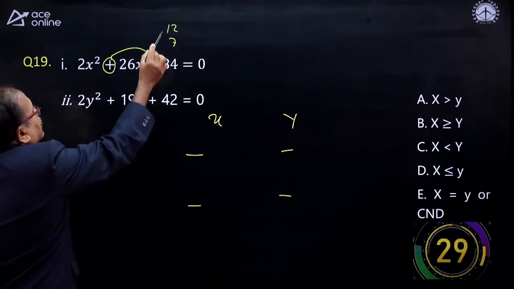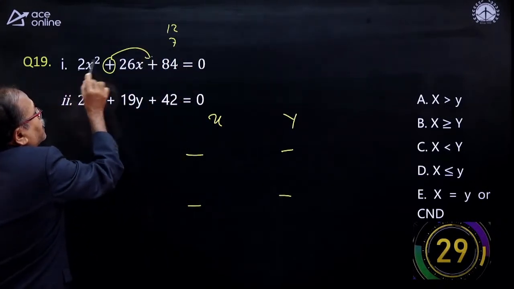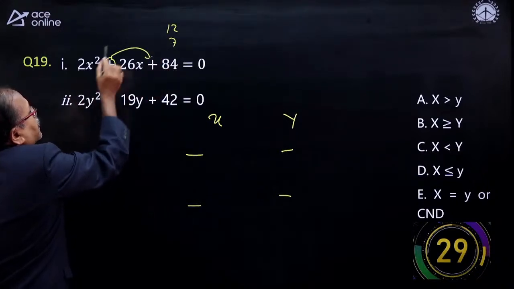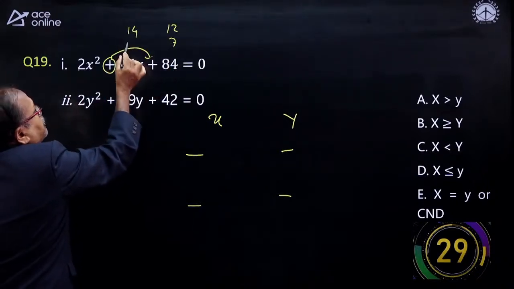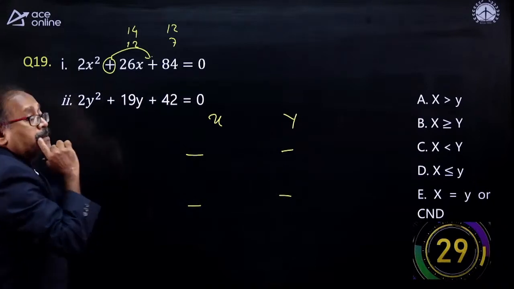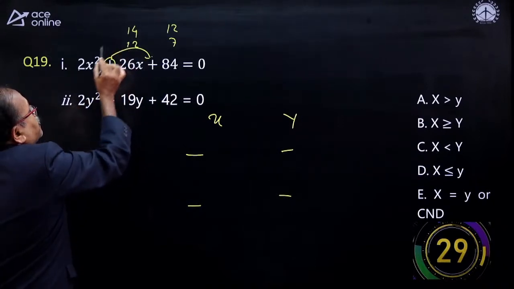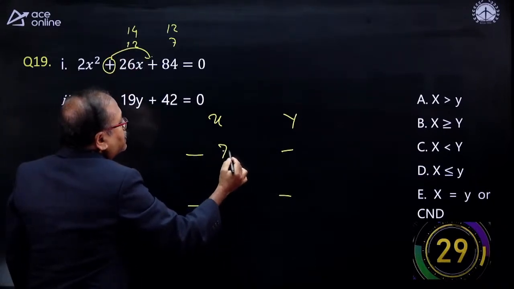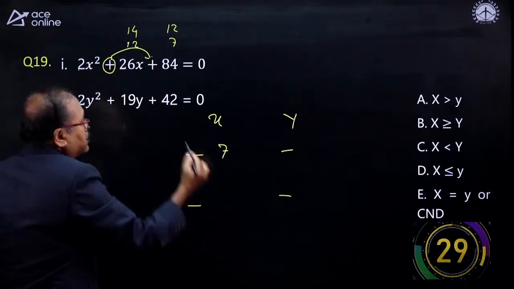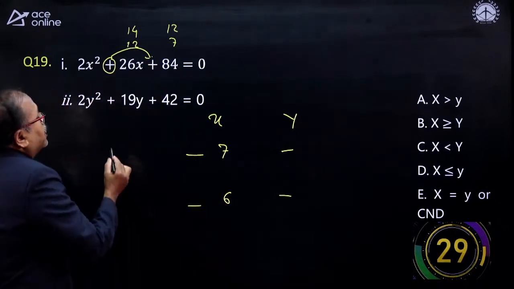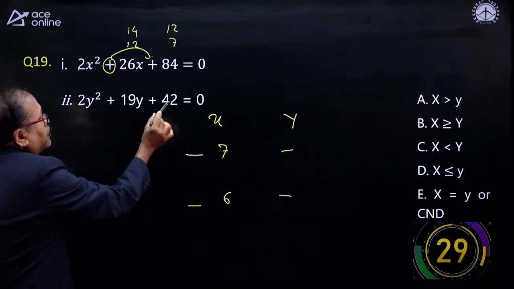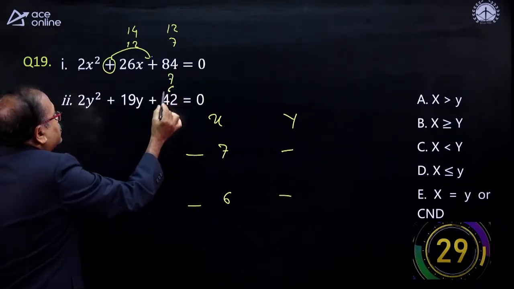Okay. Now here 12, 2, 24 plus 7. 7 twos are 14. So I notice that 14 plus 12 is 26. So my first value will be 14 divided by 2, which is 7. And this is 6. Okay, the next one here, can I write this as 7 and 6?